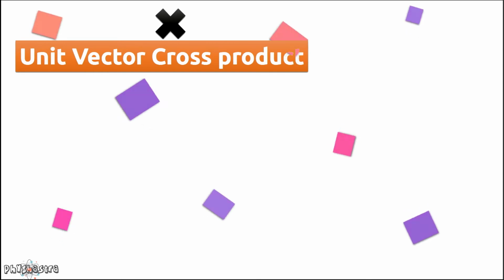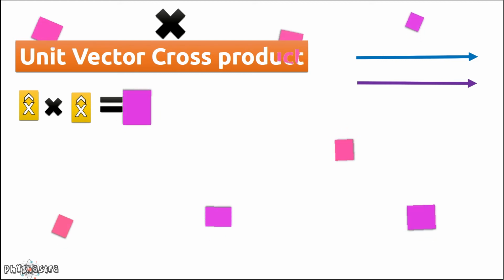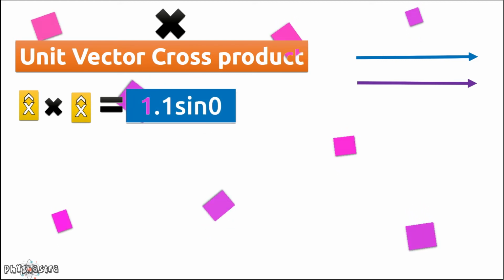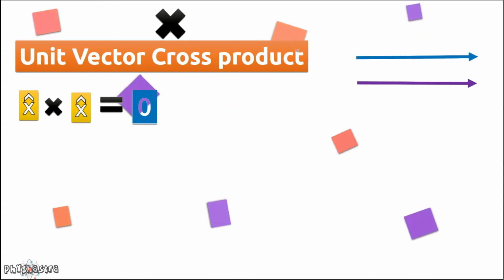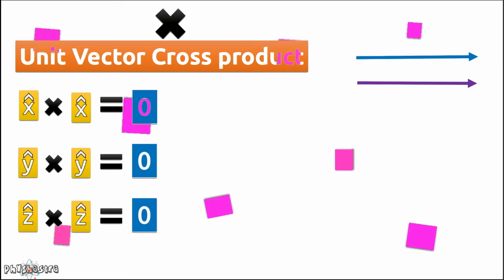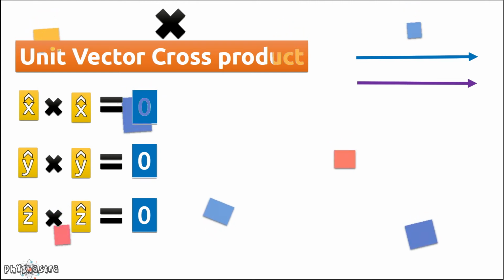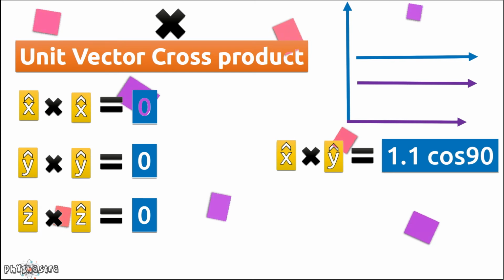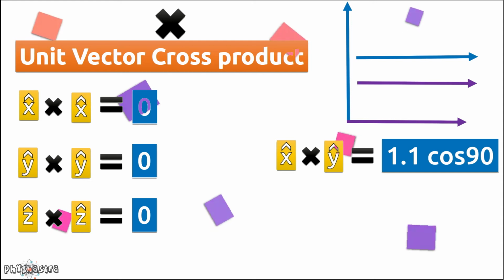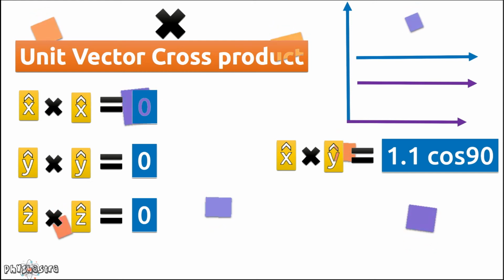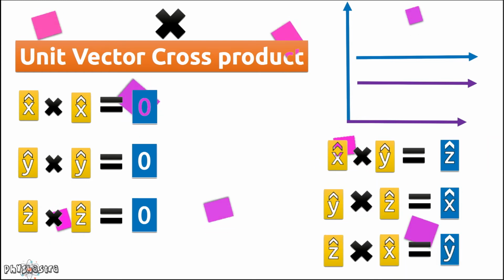Let us consider the two unit vectors x cap and x cap, which are along the same direction, which makes the angle between them 0. So applying the cross product formula, you get 0. Similarly, for the other y and z direction unit vectors, you will get the value 0. But when the two vectors are perpendicular to each other, then what happens? You guessed it right. We will get the third unit vector, perpendicular to the two. Similarly, you will get the rest of the cross products.